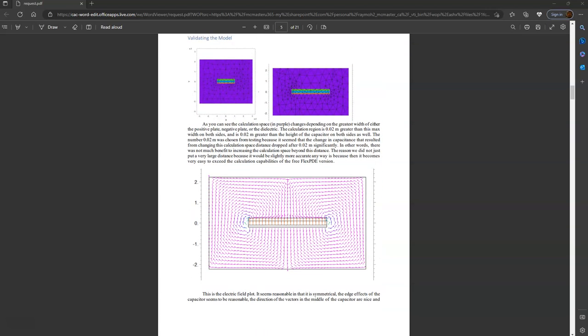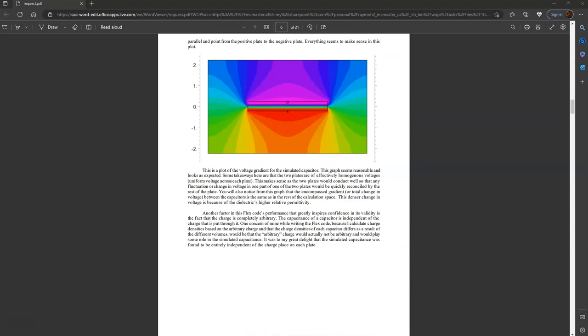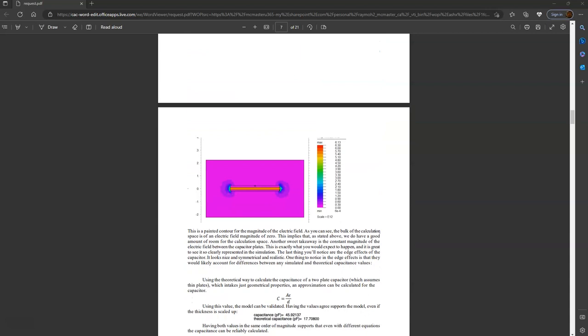In validating the model, we had our boundary calculation space, which we made 0.02 meters greater in all directions. This was the perfect amount of space, since as you can see below in our field plot, everything is perfectly symmetrical. So that means the boundary space is a perfect size. Our contour also looks very good, and in our contour for the electric field, the capacitor is constant. So that makes our simulation seem very valid.